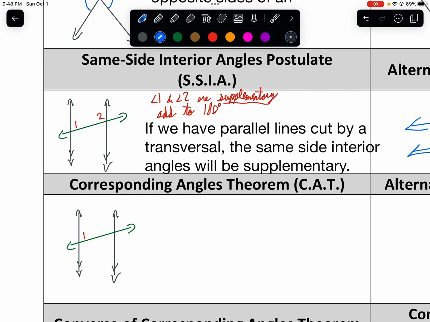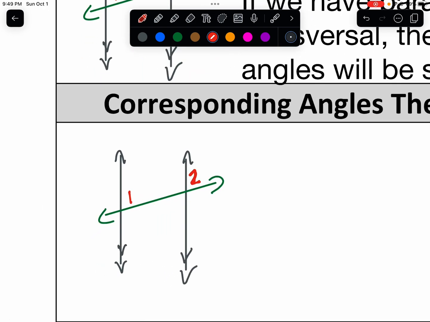So we want our corresponding angles. For this one, I've got angle 1 there, and I want angle 2. Those are our corresponding angles. Now, if our lines are parallel, let me draw that. Let's use a different color this time. If parallel, then this is congruent to this. If we have parallel lines, then corresponding angles are congruent.